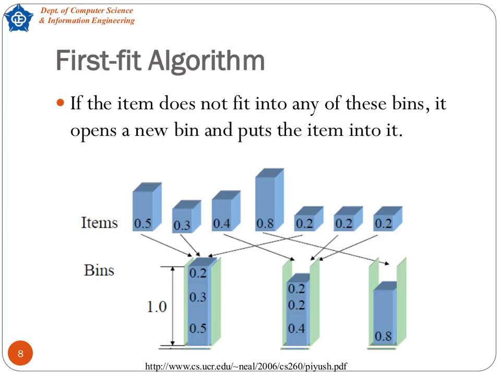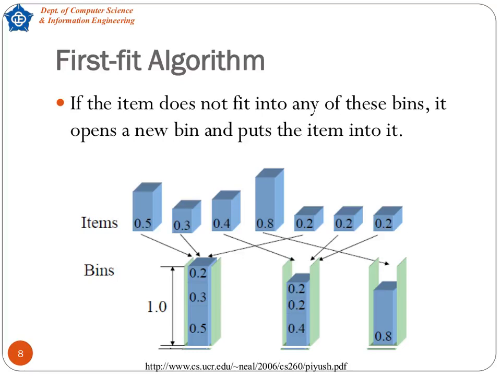7. Finally, the third 0.2 item arrives. Bin 1 is still full, but bin 2 still has space. 0.6 plus 0.2 equals 0.8. So it's placed there too. Bin 1: 0.5, 0.3, 0.2. Bin 2: 0.4, 0.2, 0.2. Bin 3: 0.8. And there you have it.